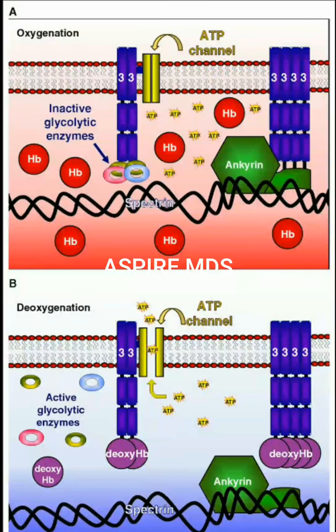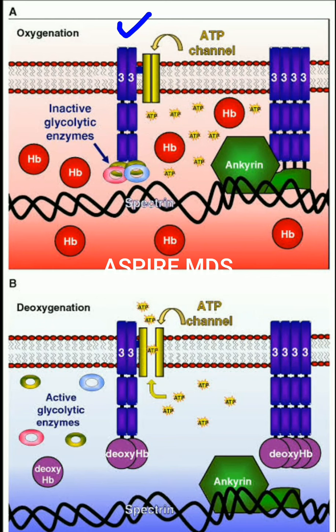The question is, how does the band 3 protein cause glycolysis in the RBC in case of hypoxia? So understand one thing, that band 3 is one of the most abundant proteins that are present on the RBC membrane.